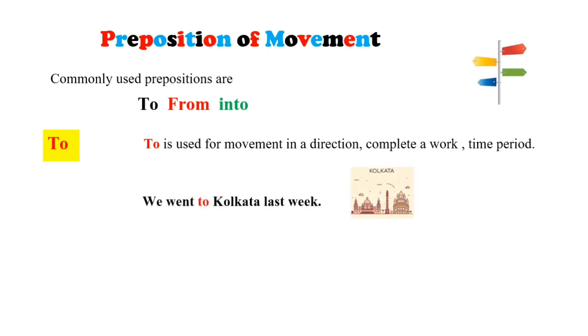Let's take an example. Here we can say this is Kolkata city, and we went to Kolkata last week. So we went to Kolkata last week. That means your home is in Odisha, and you tried to visit Kolkata. So you started your journey from Odisha and you visited Kolkata. That means there is a direction, a movement from Odisha to Kolkata. So here we can say we went to Kolkata last week.